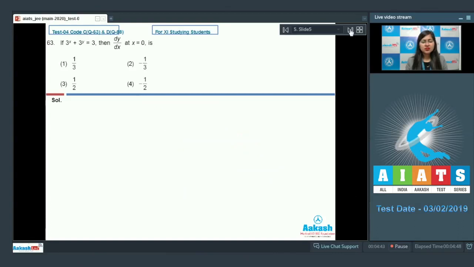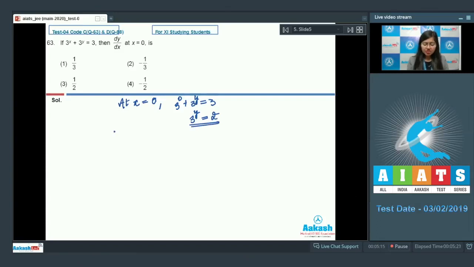Next is question number 63, which says that if 3 raised to the power x plus 3 raised to the power y is equal to 3, then dy by dx at x equal to 0 is? Firstly, let us find the value of y at x equal to 0. So, at x equal to 0, putting the value, we get 3 raised to the power 0 plus 3 raised to the power y is equal to 3. That is, 3 raised to the power y is equal to 3 minus 1, that is 2.